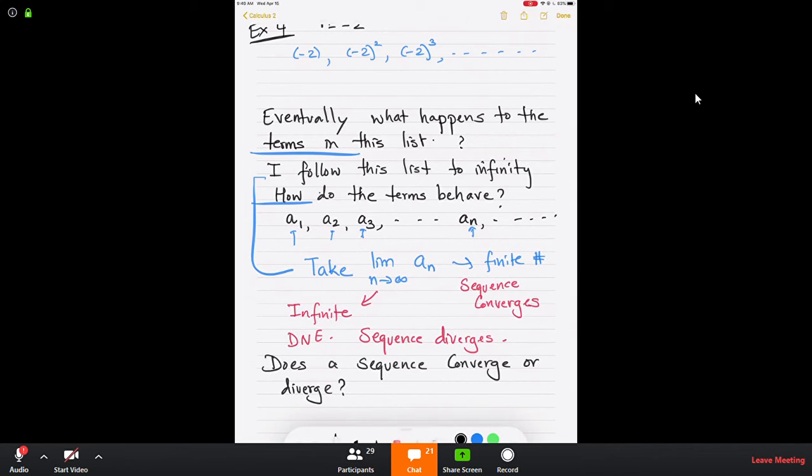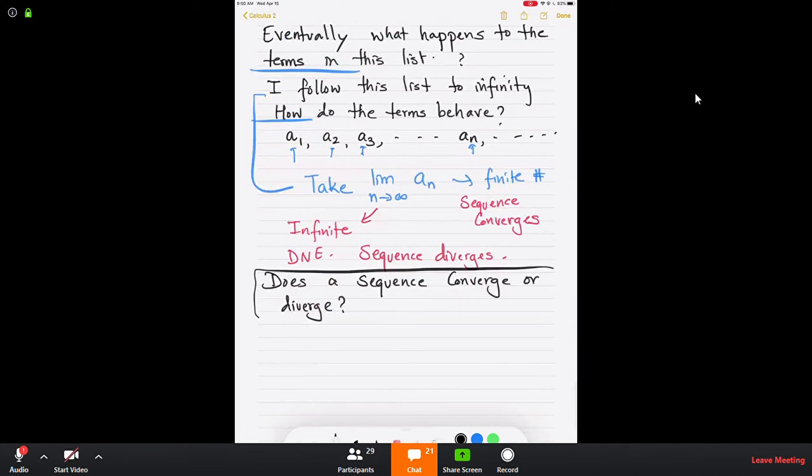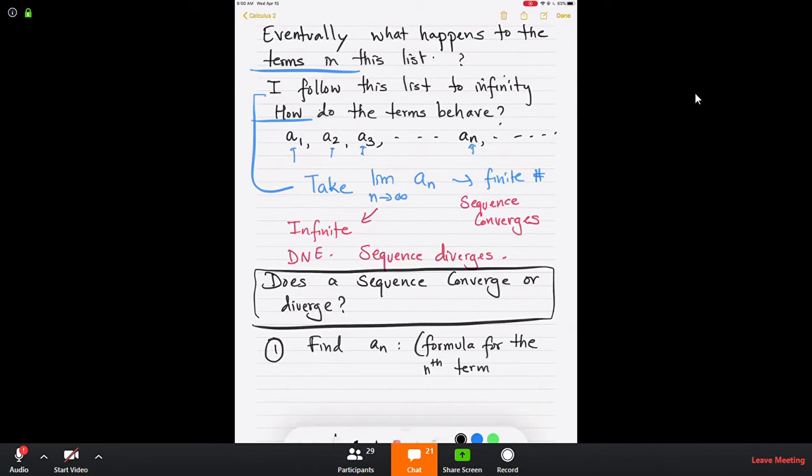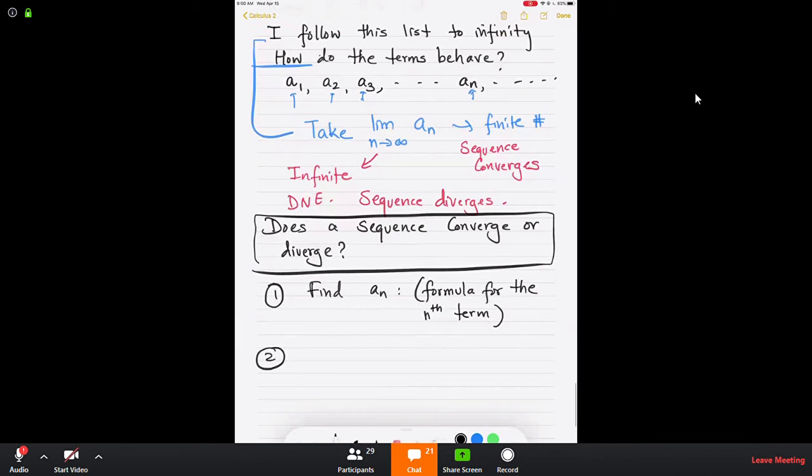So if I have to answer this question, I'm going to put it in a box. Number one, I need to find an. What is an? The formula for the nth term of the sequence. Then I need to take the limit as n approaches infinity of an. At this point, I'm relying on your calculus 1 skills for finding limits, like L'Hopital's rule, but really you're going to look at finding the limit as n approaches infinity of something.